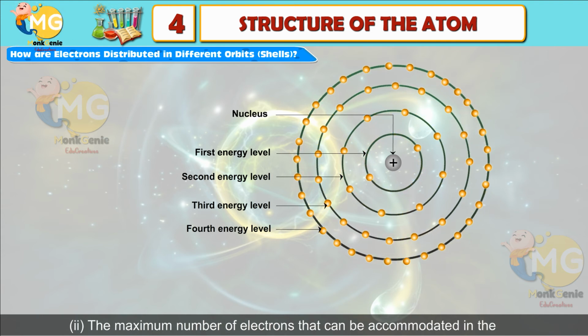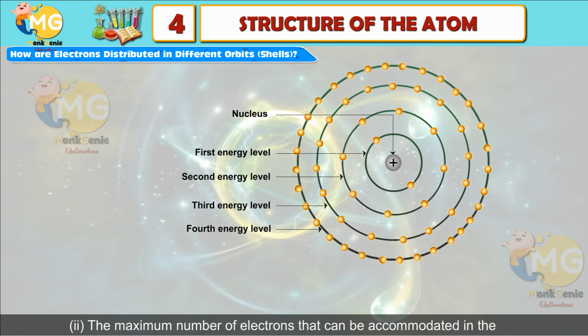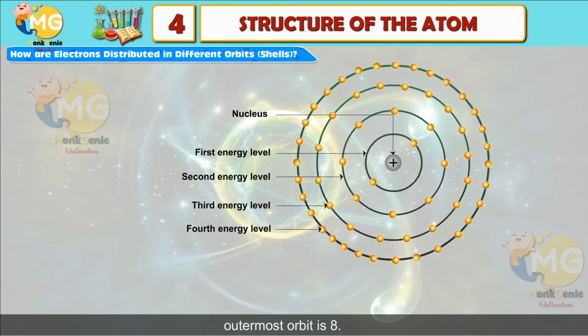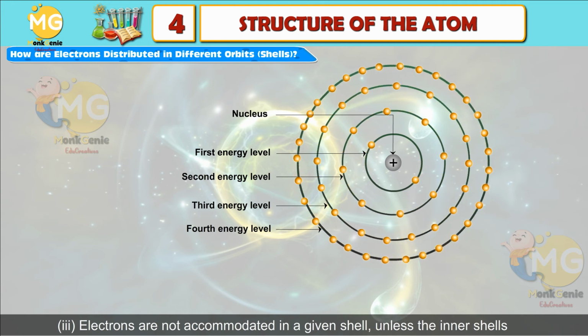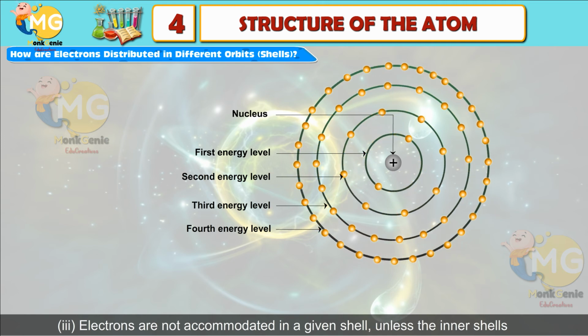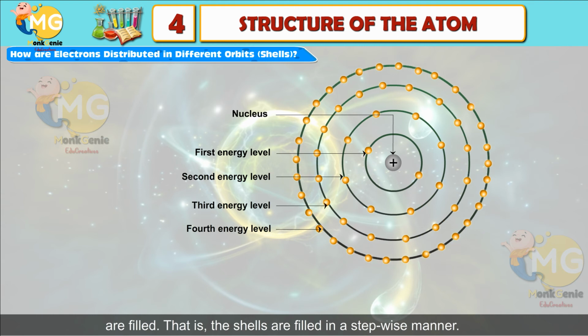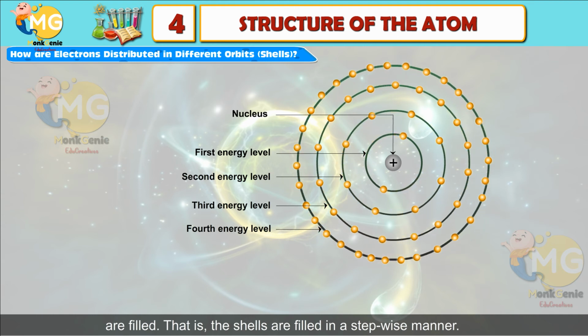2. The maximum number of electrons that can be accommodated in the outermost orbit is 8. 3. Electrons are not accommodated in a given shell unless the inner shells are filled. That is, the shells are filled in a stepwise manner.